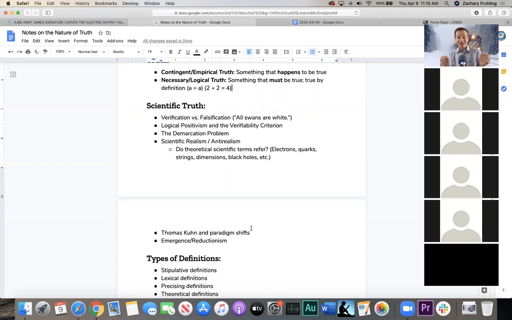Or electrons. If you say something like all electrons have a negative charge, how would you confirm that? You have to verify every single electron in the universe. You can't do that, right? Maybe in principle, but not in practice. But if your theory is, well, all electrons are negative, if you can find a single electron with a positive charge, you've disproved the theory.